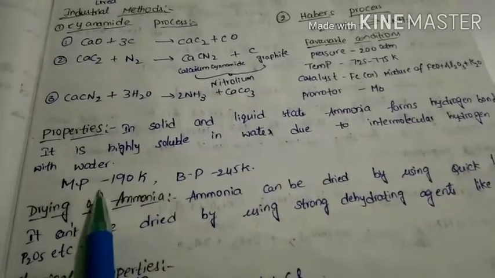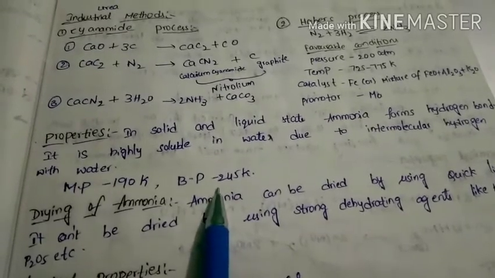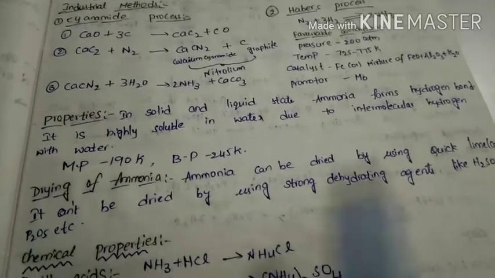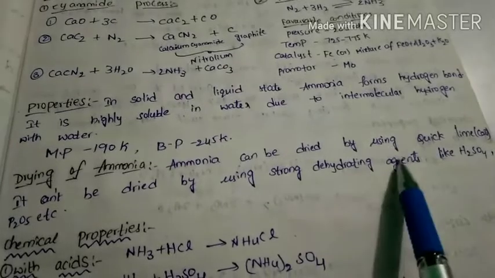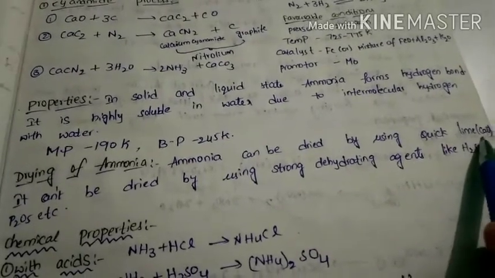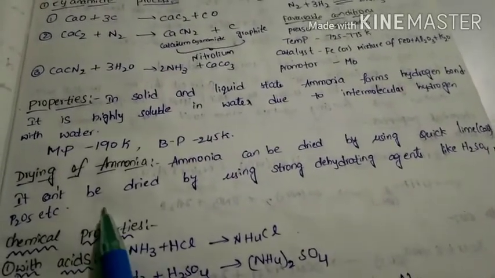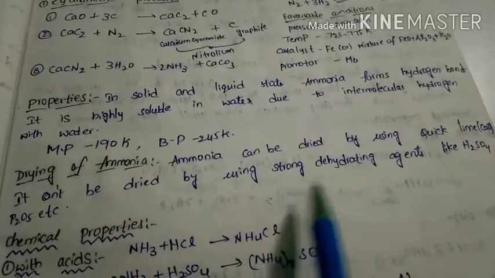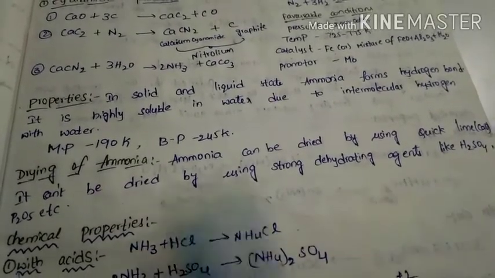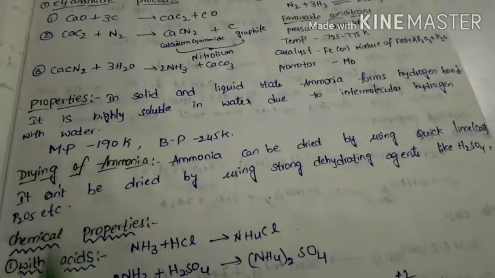This is the melting point of ammonia. This is the boiling point of ammonia. Next, drying of ammonia. Ammonia can be dried by using quicklime. Quicklime formula CaO. It cannot be dried by using strong dehydrating agents like H2SO4 and P2O5, etc.